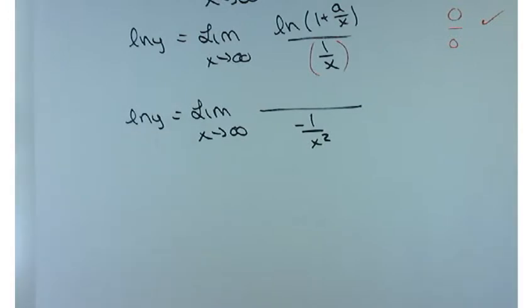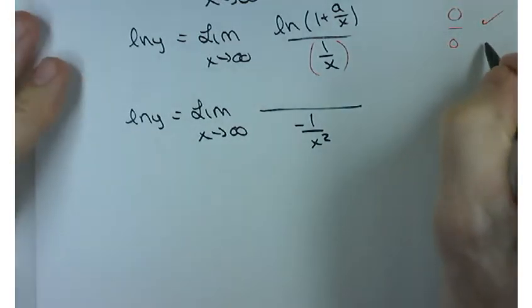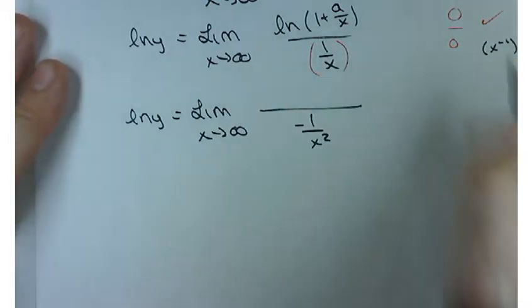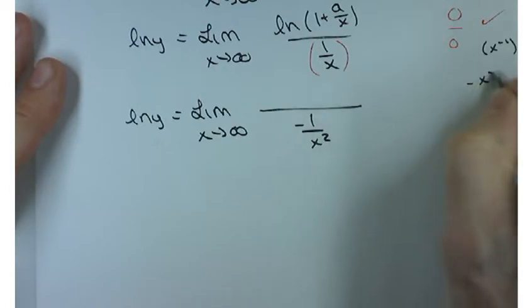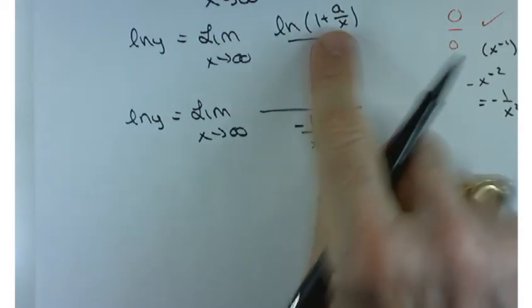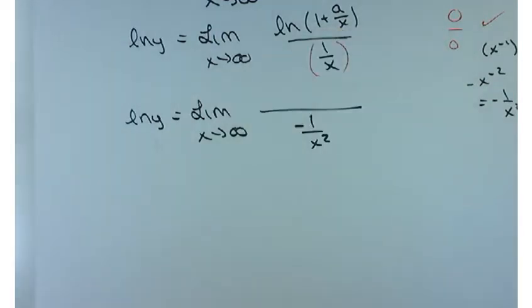And you can get that by rewriting this and thinking of it as x to the negative first power, and then differentiating that. So it would be negative x to the negative second, which is negative 1 over x squared. But I also got to differentiate that log term.